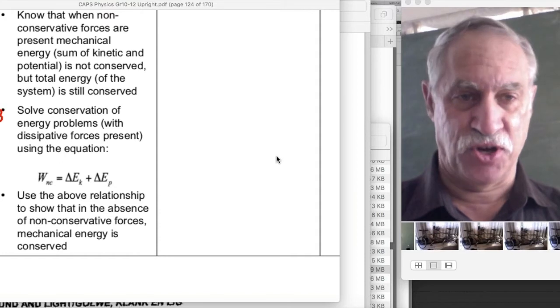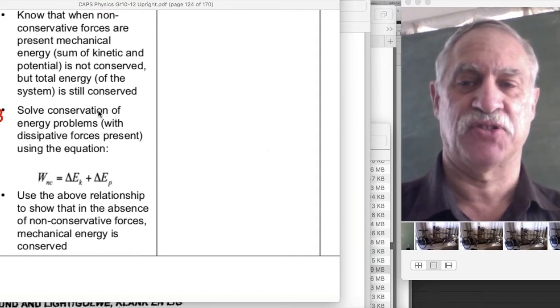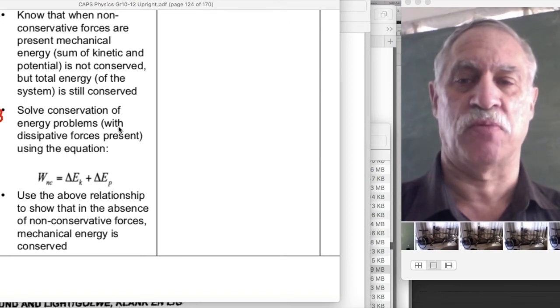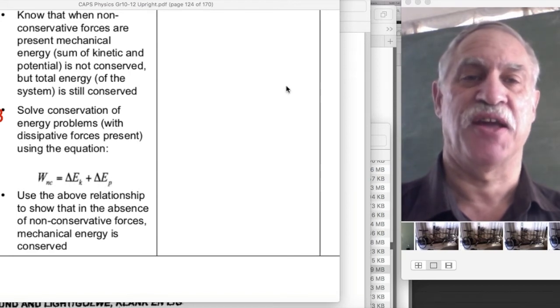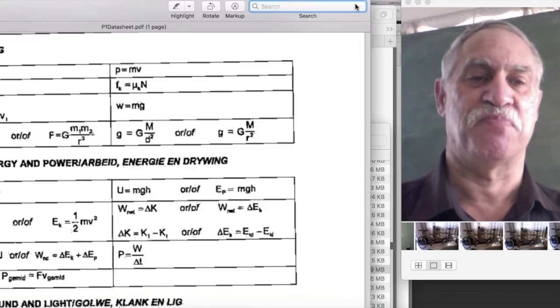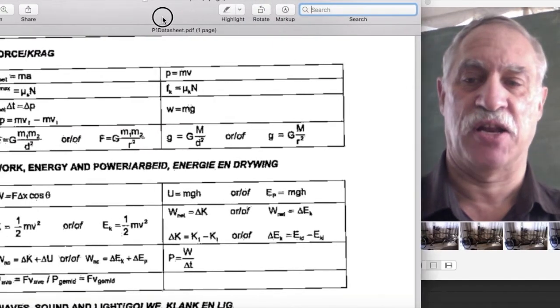Anyway, to cure this cabin fever, let's have a look at this section of the grade 12 syllabus. Solve conservation of energy problems with dissipative forces present using the equation: work non-conserved equals change of kinetic energy plus change of potential energy. So if you go to our BFF, best physics friend, let's move that along there.